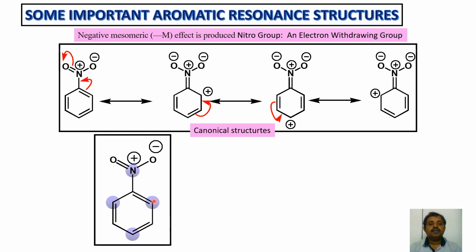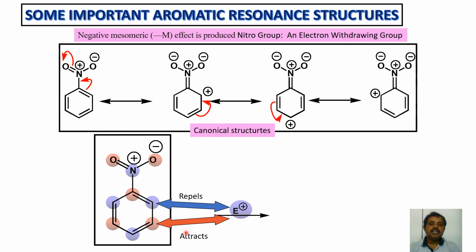You see, this blue color represents electron deficient and red color represents electron rich. So the electrophile is repelled by the electron deficient positions. So the electrophile does not get substituted at the ortho and para positions.